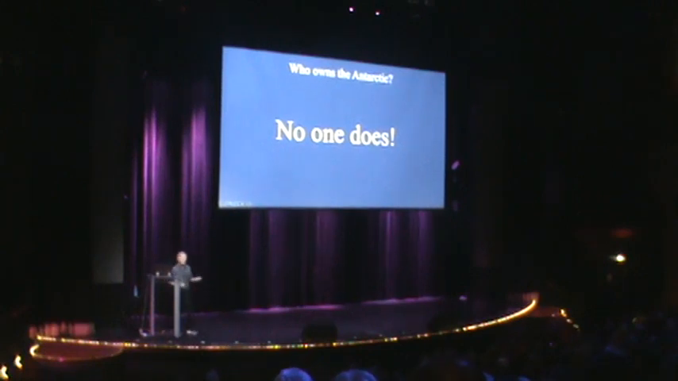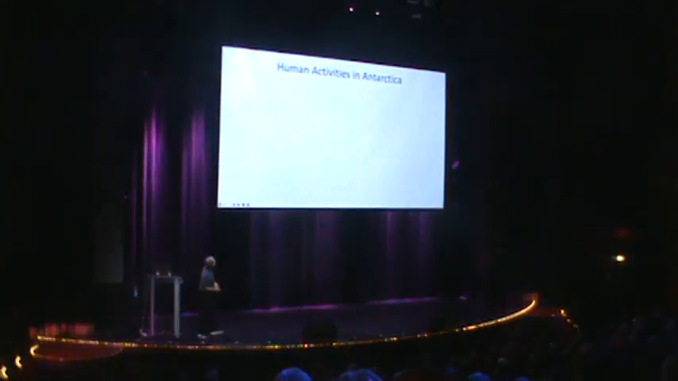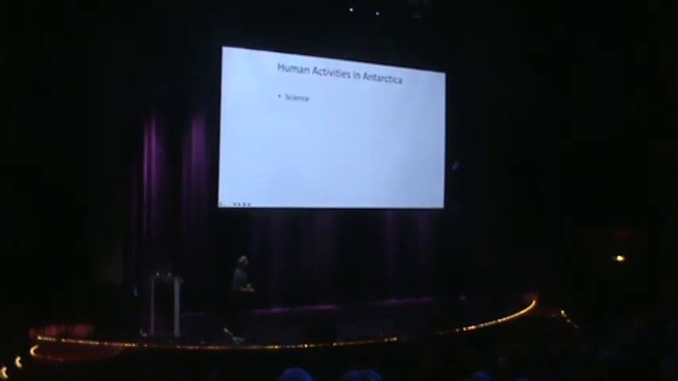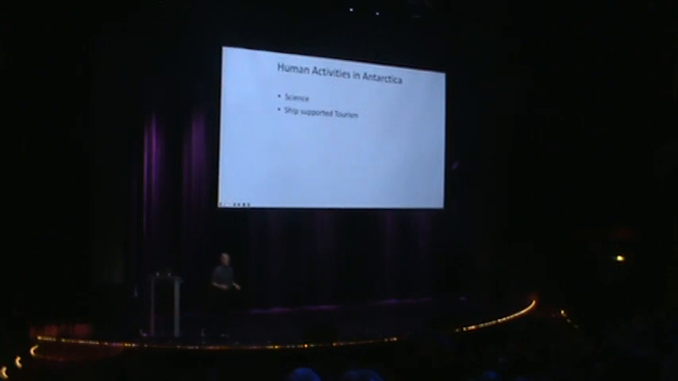Let's have a look at some of the human activities that do happen in Antarctica. And just very briefly, the two obvious ones are science and ship-supported tourism, which is what we are doing. Some of us may be doing science at the same time, I don't know. So those are the two commonest ways that humans find a way of getting to Antarctica.